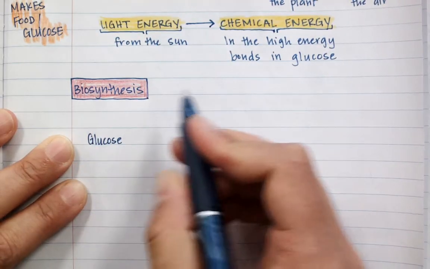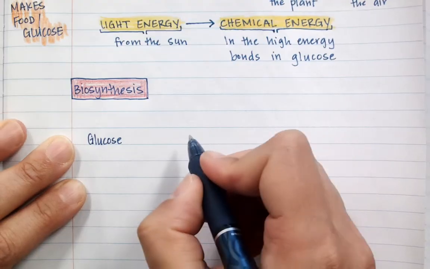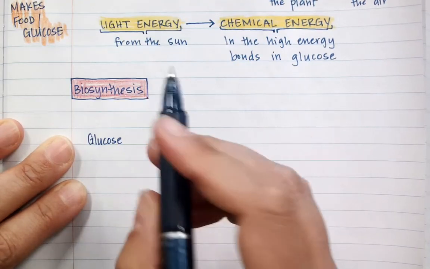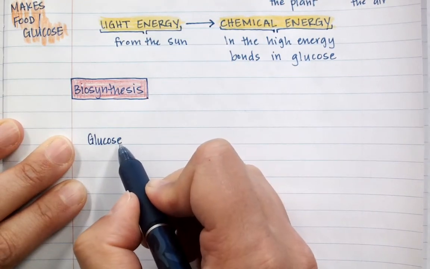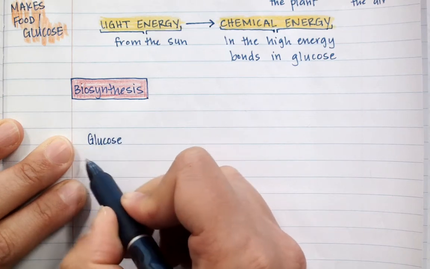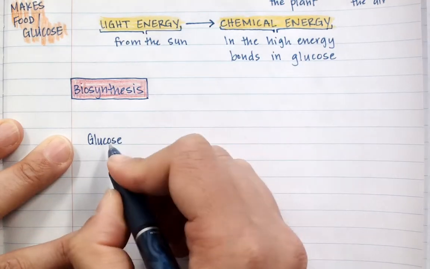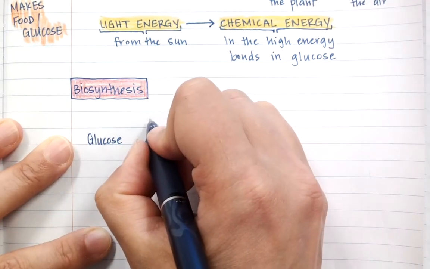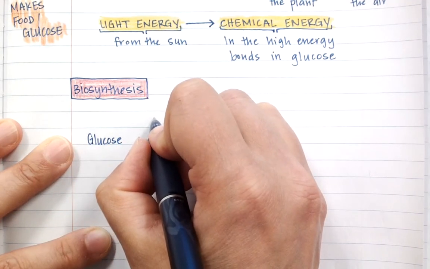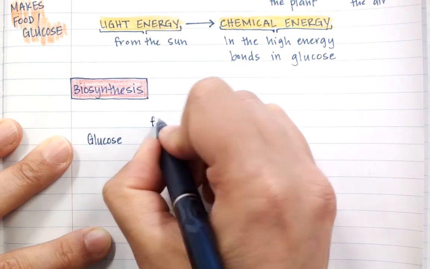And glucose is our starting point, but it can be turned into other things. So glucose can be turned into any of our monomers. So glucose can be turned into a fatty acid and glycerol.